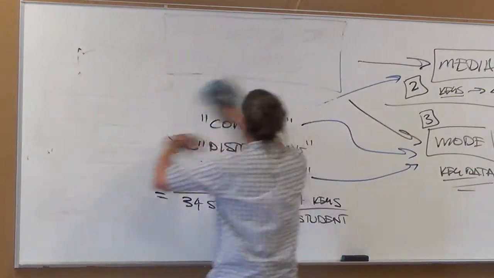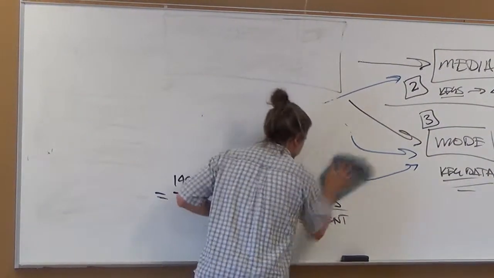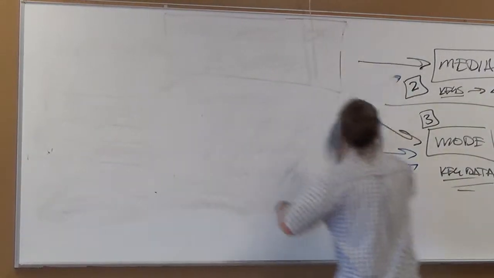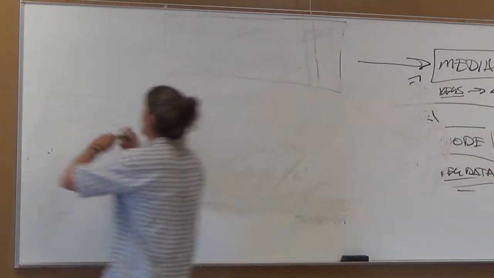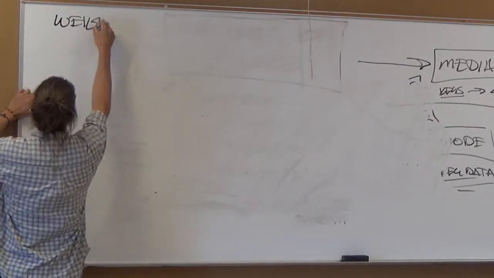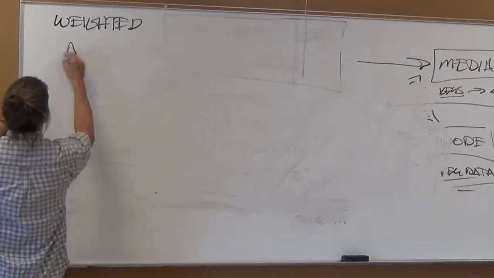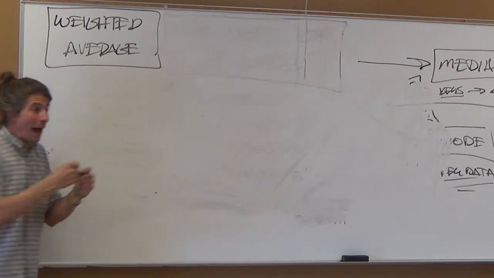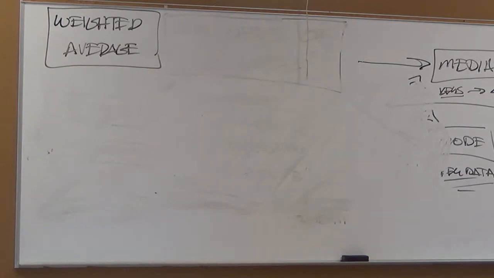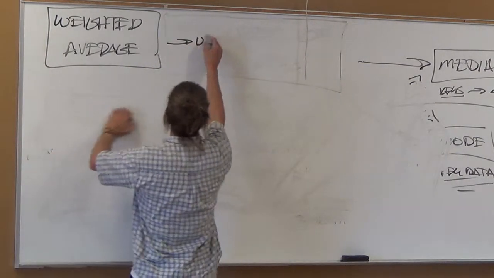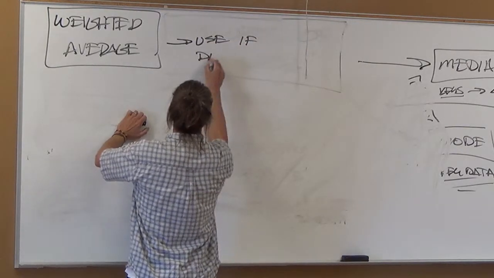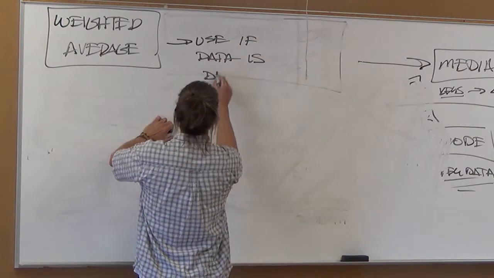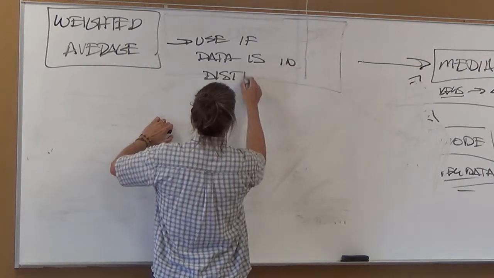So this is doing a terrible job of erasing, I apologize. Okay. So, this is like a subsection. Weighted average. This is a subsection of averages. This is what you have to do when your data is given to you in grouped form. This is if your data is given to you grouped. You have to use it if your data is in a distribution.